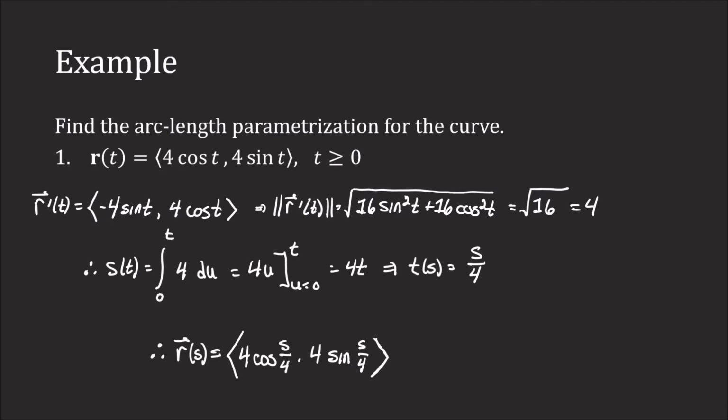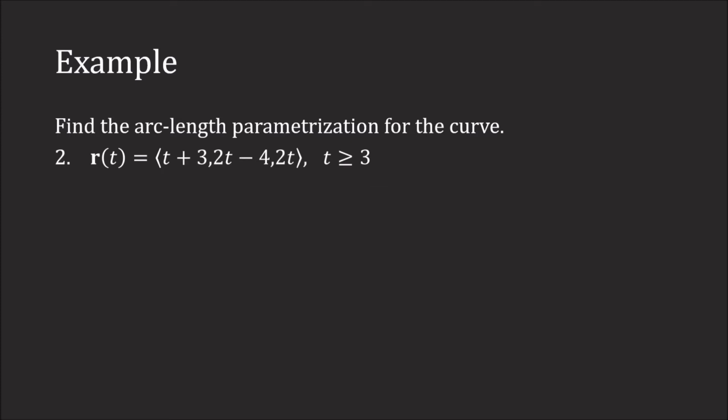Right, and since t has to be greater than or equal to 0, we can say that s must also be greater than or equal to 0. So let's look at another one. This one is a space curve. We'll look at the space curve defined by the vector t plus 3, 2t minus 4, and 2t, where t has to be greater than or equal to 3.